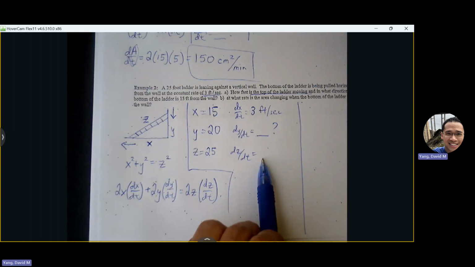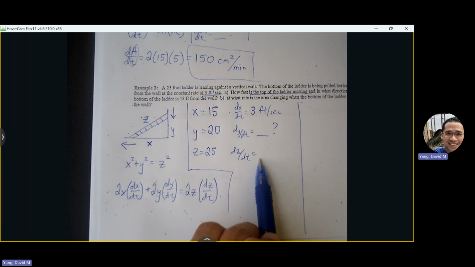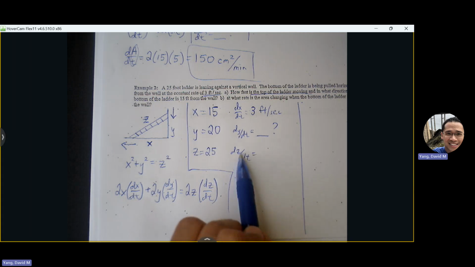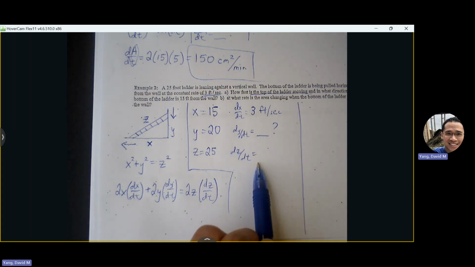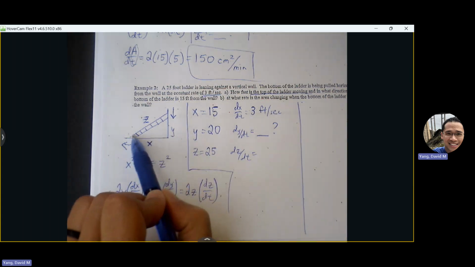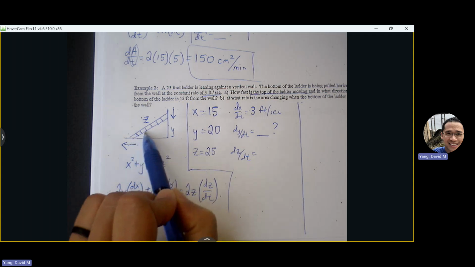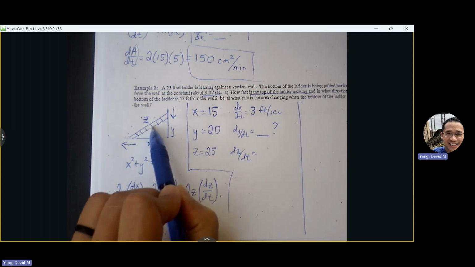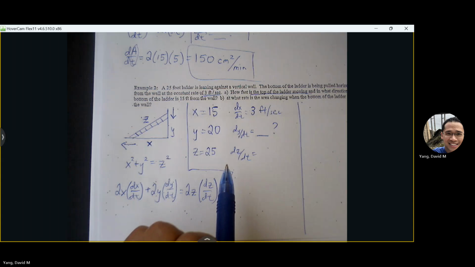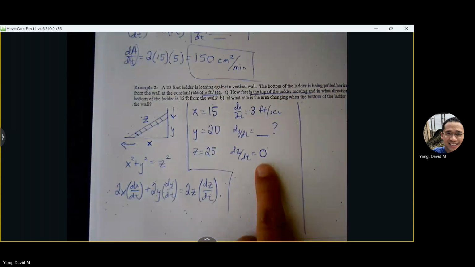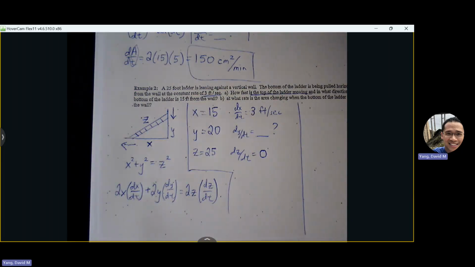Now, another thing that we need to be able to figure out before we plug in is that we think we can figure this out just by thinking about what's happening. dz dt is asking how fast is this length changing over time? What do you think the rate of change for z would be? 0. Why is this 0? Yeah, that ladder doesn't change, right? That hypotenuse is going to be 25 feet at the beginning of the problem. It's going to remain 25 feet throughout the problem, right? That hypotenuse is never changing.